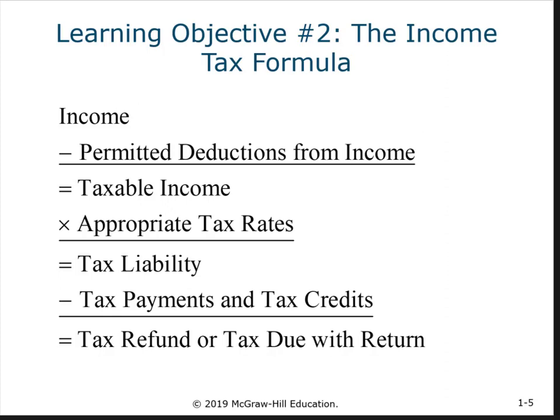This is all my income. This is where it all came from. This is what deductions I'm entitled to. This is how much I already paid. This is the credits I have, and this is what I end up with.